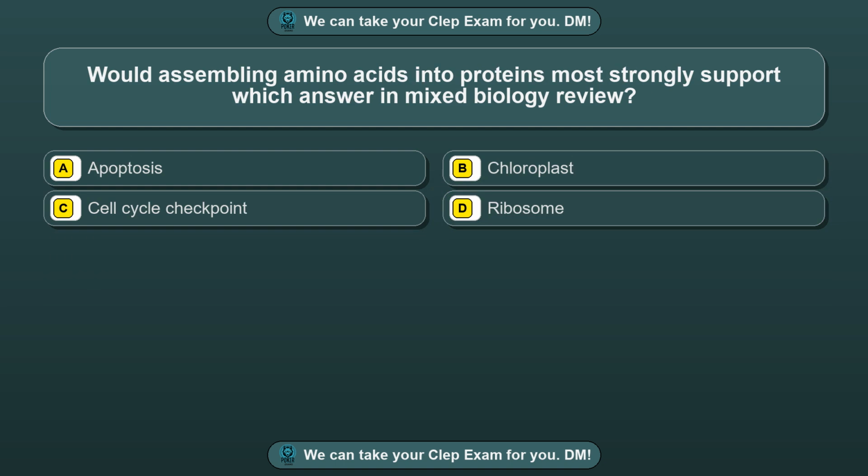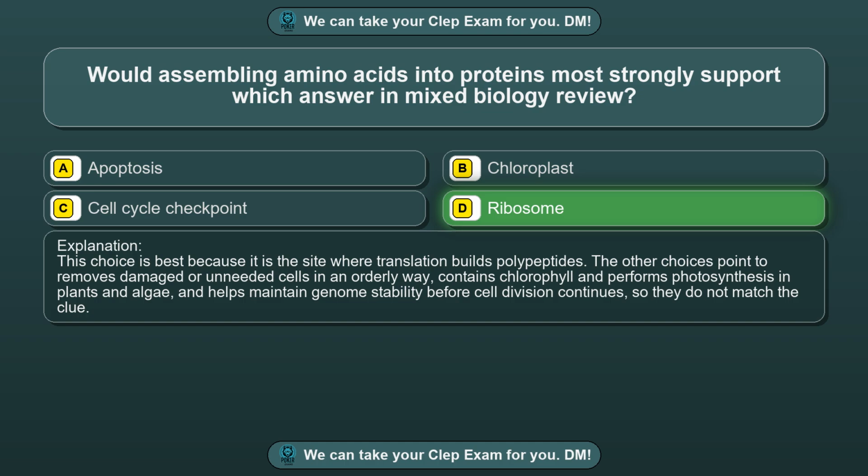Question 96. Would assembling amino acids into proteins most strongly support which answer in mixed biology review? Option A, apoptosis. Option B, chloroplast. Option C, cell cycle checkpoint. Option D, ribosome. The correct answer is option D, ribosome. This choice is best because it is the site where translation builds polypeptides. The other choices point to removes damaged or unneeded cells in an orderly way, contains chlorophyll and performs photosynthesis in plants and algae, and helps maintain genome stability before cell division continues, so they do not match the clue.